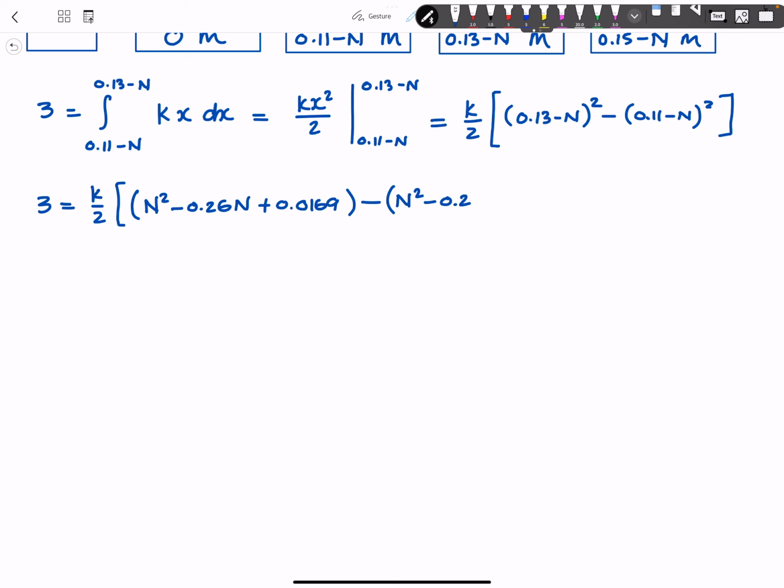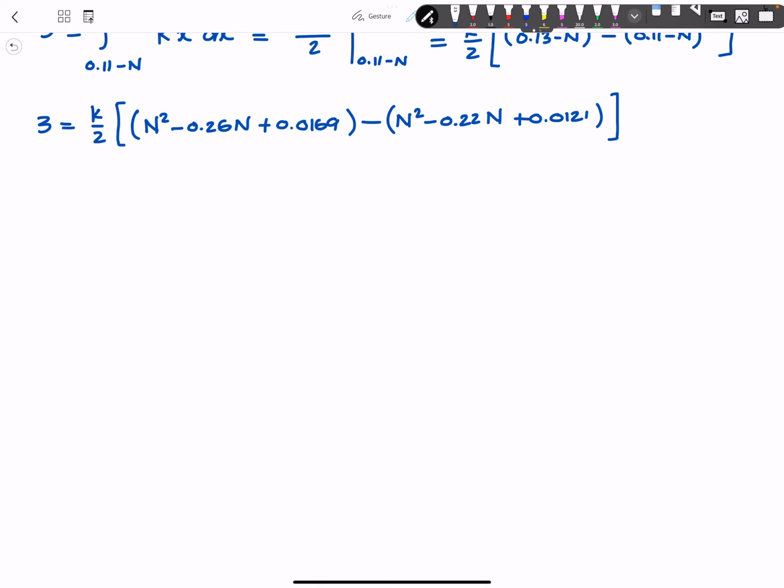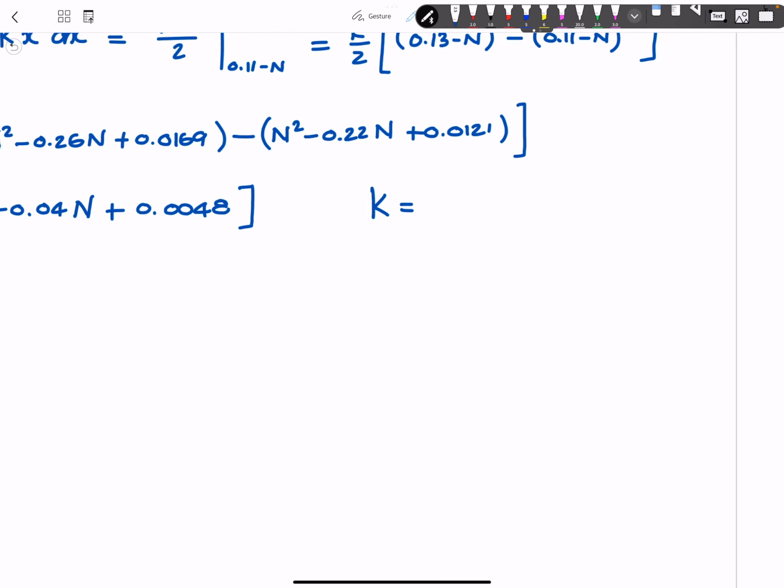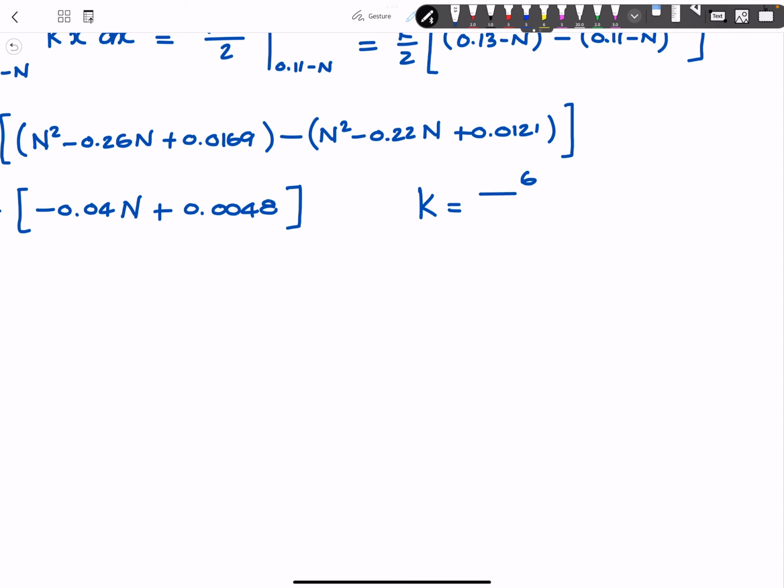All right, so there's definitely going to be a little bit of cleaning up that's going to be required here. So again, 3 is equal to k over 2. I'm going to FOIL out each one of these binomials. All right, and so when I FOIL out the first binomial, (0.13 minus n) squared, with a little bit of cleaning up, I get n squared minus 0.26n plus 0.0169. All right, and we're going to subtract from that (0.11 minus n) quantity squared. That will give n squared minus 0.22n plus 0.0121.